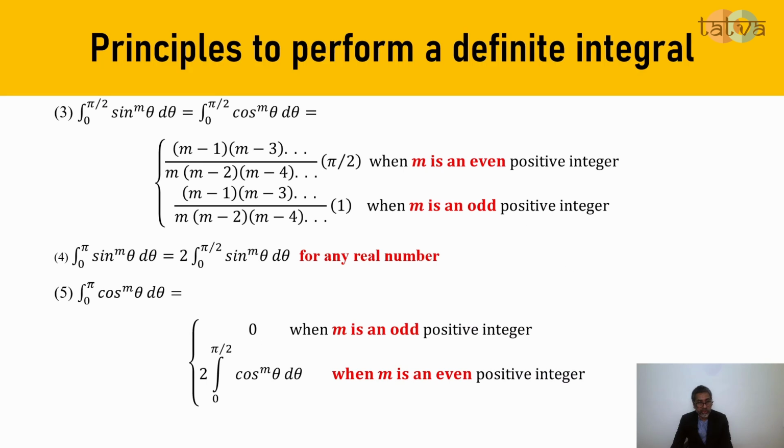Now what you are going to see in the next couple of slides are specific integrations of the sine and cosine functions. So integral from 0 to pi by 2 of sine theta power m, or 0 to pi by 2 of cos theta power m, both produce identical results. Remember, the range should be 0 to pi by 2.